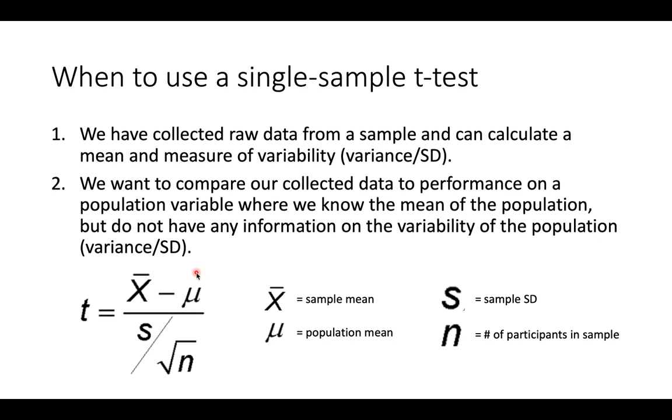And so what we essentially have is a fraction of that relationship. And as t increases, as t gets bigger, it means that my sample differs more from the population. So a t of 2 means that my sample is closer to the population than a t of 4. And a t of 4 is closer to the population than a t of 20.